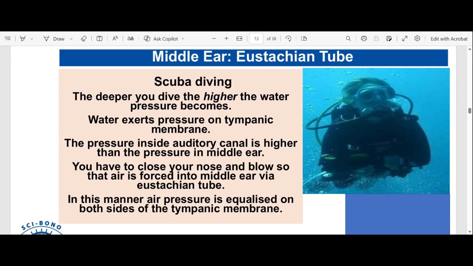So now your Eustachian tube will allow you to drain out the excess pressure through your throat. What are you supposed to do? You're supposed to blow, so that your Eustachian tube is able to drain out pressure or equalize pressure on either side of the tympanic membrane. So you're supposed to blow so that excess pressure is equalized by the Eustachian tube.